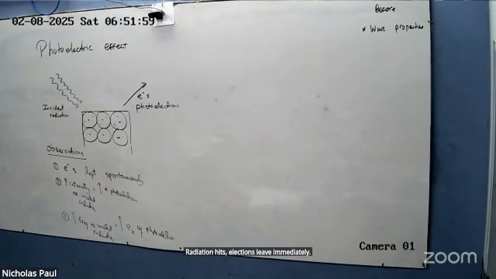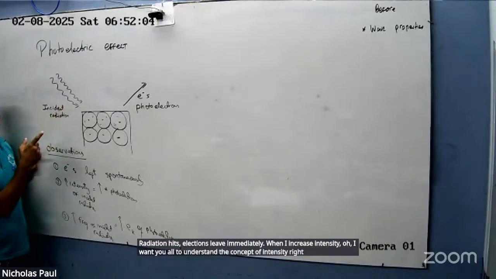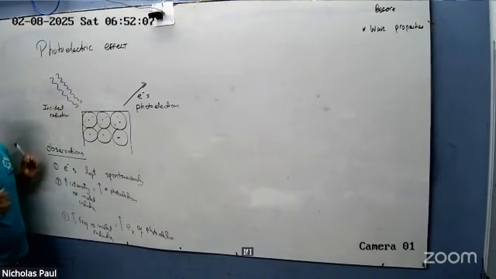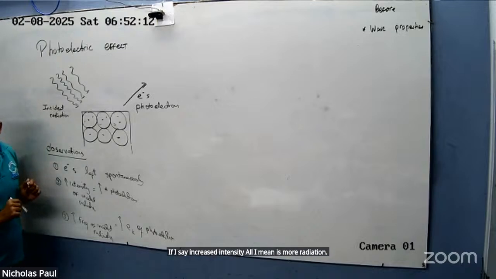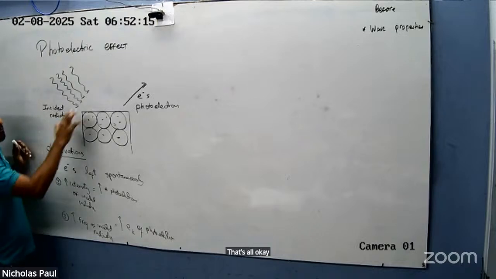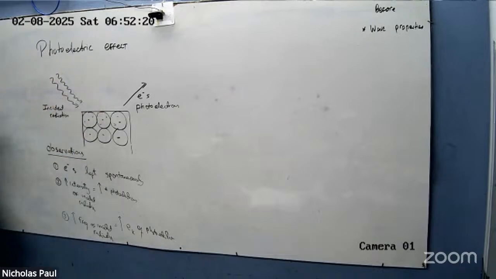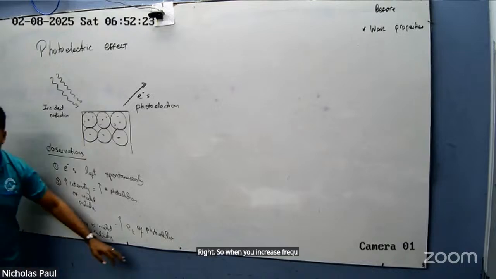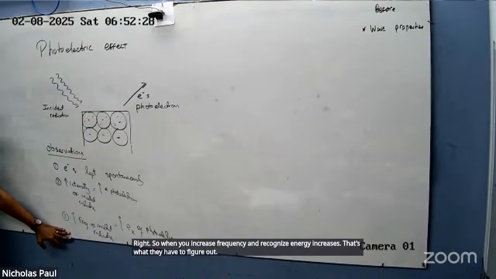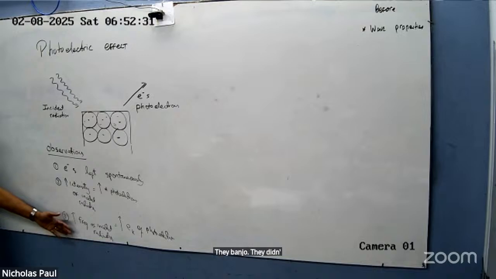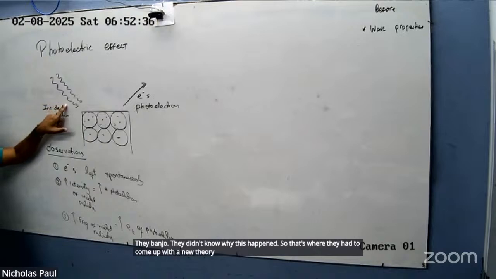When I increase intensity, I want you all to understand the concept of intensity, right? Intensity simply means this. If I say increase intensity, all I mean is more radiation. That's all. That's what an increase in intensity means. More radiation hitting it. So when you increase frequency, you recognize energy increases. That's what they had to figure out. They didn't know why this happened. So that's where they had to come up with a new theory of radiation, or of light.